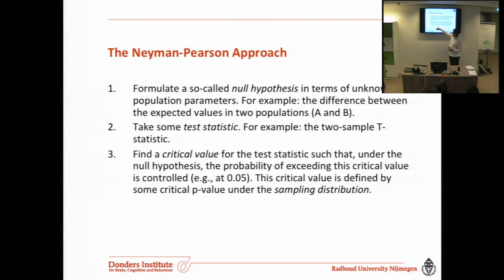And you take a critical p-value under the sampling distribution. You can show that if you reject only if the p-value is less than some nominal value, then the probability of rejecting the null hypothesis, whereas in fact it's true, is exactly equal to that nominal value that you choose as your decision criterion. That's the logic of Neyman-Pearson.